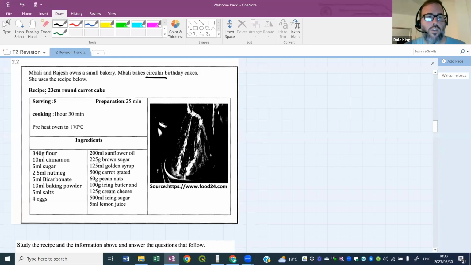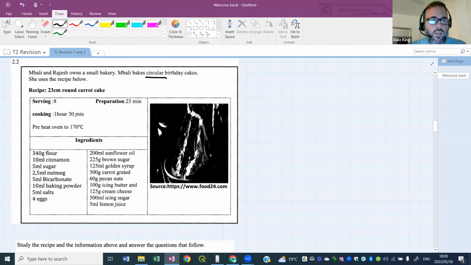So that's why when they tell you the serving over here, it tells you how many people you can feed. There's a preparation time, 25 minutes. That's preparing the cake mixture. That's not cooking. That's preparing the cake mixture. And then here we have the cooking time, which is 1 hour and 30 minutes. And then we have an instruction to preheat the oven to 170 degrees. We then followed by a long list of ingredients.